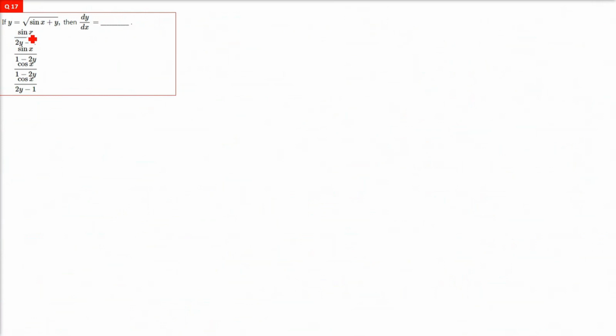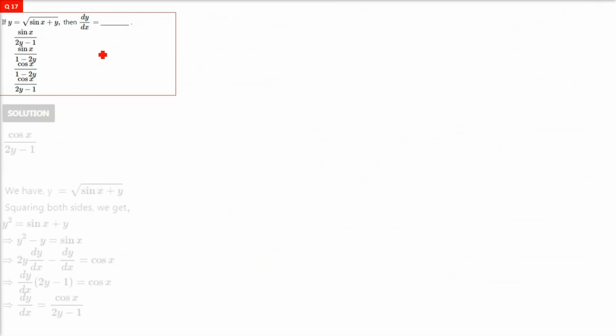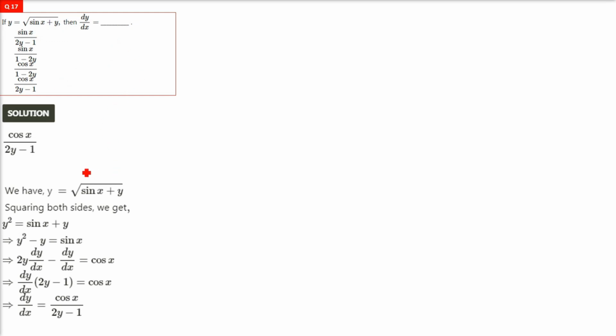This is y equals under root sin x plus y. It is not sin x plus y, it is sin x plus y. So this is the reference for those who want to proceed by themselves. So y is equal to under root sin x plus y. Now this is in under root, so what we can do here is square both the sides because we have to find out dy by dx.